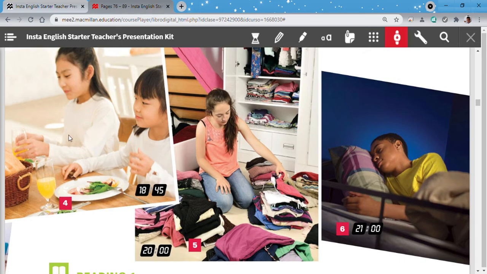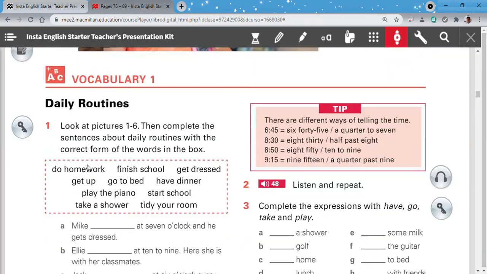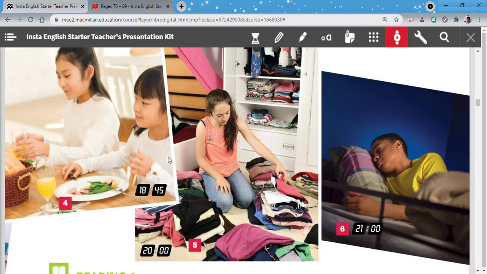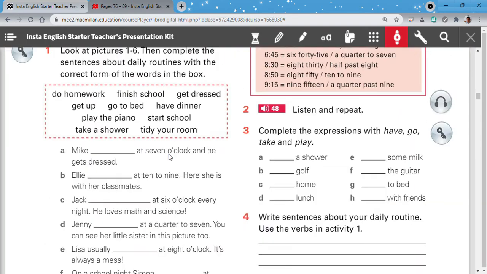Number 5. Tidy your room. Ordenar. And the last one, go to bed. Perfect.